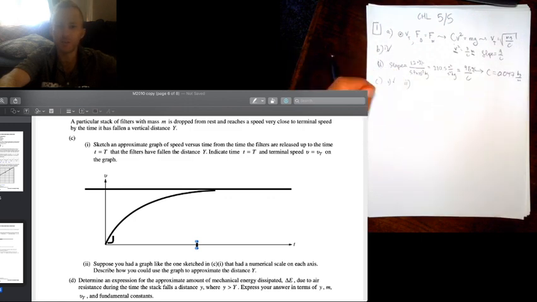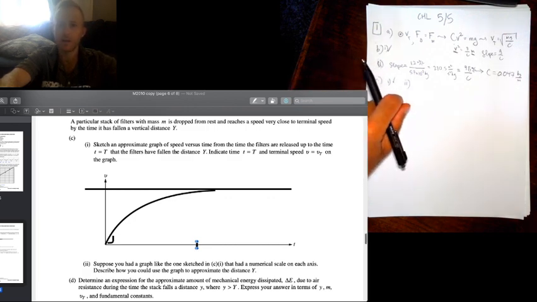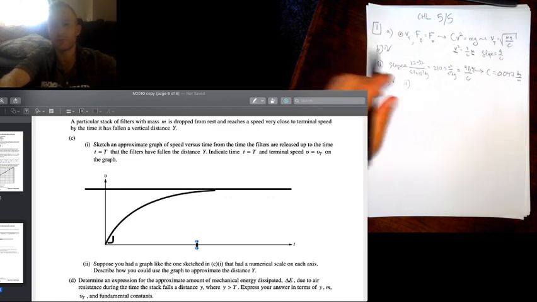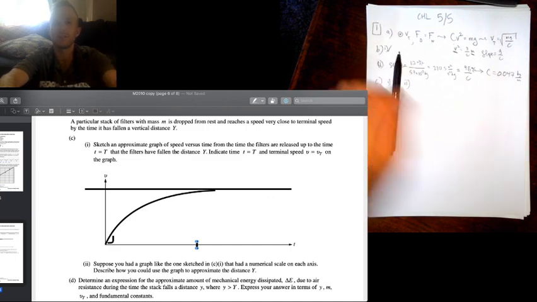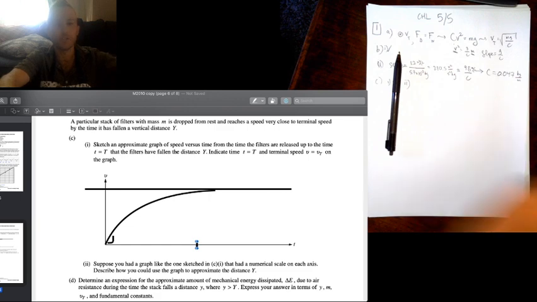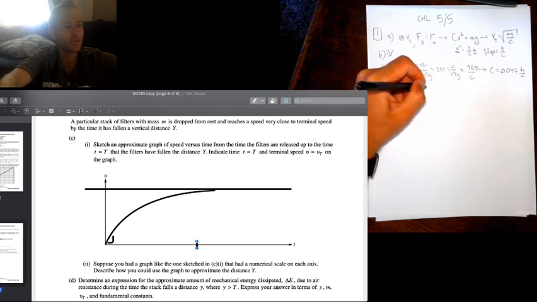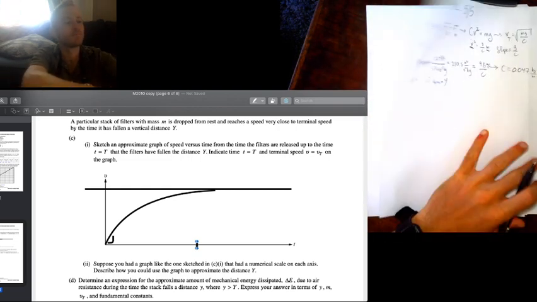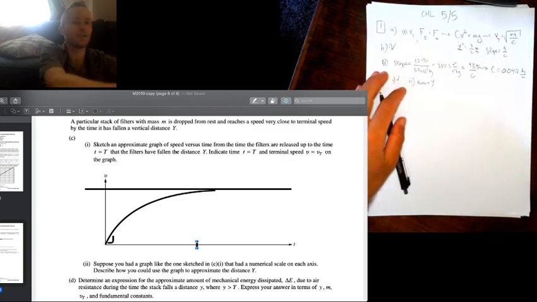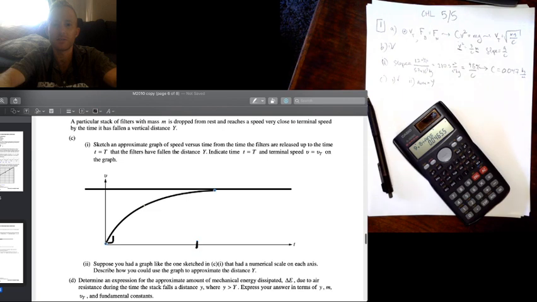Suppose you had a graph like the one sketched in C-I that had a numerical scale on each axis. Describe how you could use the graph to determine the distance y. Basically, I would set the area under the curve equal to y. So I would say, gee, this area up to this point, all that area, that's equal to y.